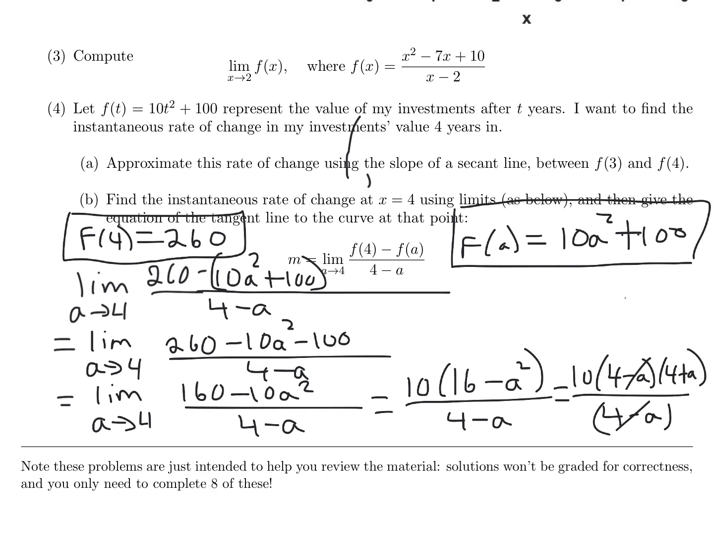So if I want to substitute in a equals 4 now, I'm not going to get a 0 in the denominator like I would a minute ago, where I would have had 4 minus 4 equals 0 down here. So substituting in a equals 4, I'll just put therefore m equals 10 times 4 plus 4, and that's $80 per year in terms of the rate of growth. That's the instantaneous rate of growth right in the 4th year.